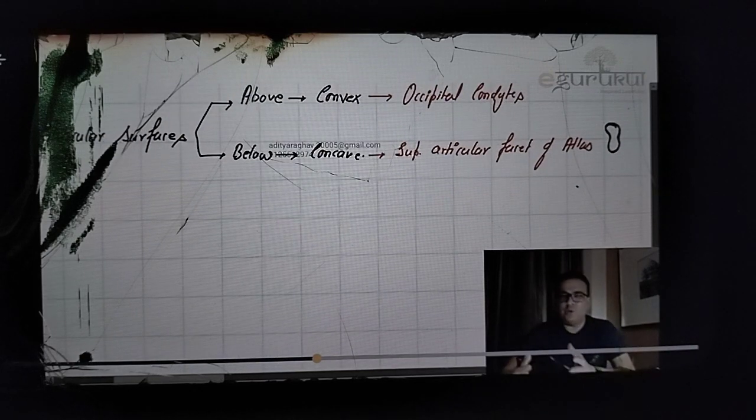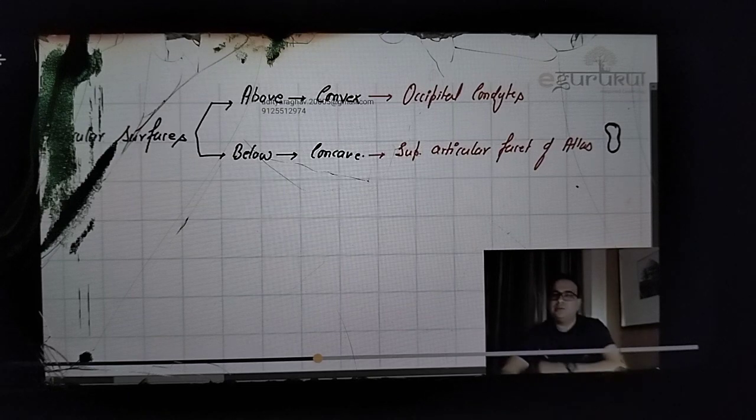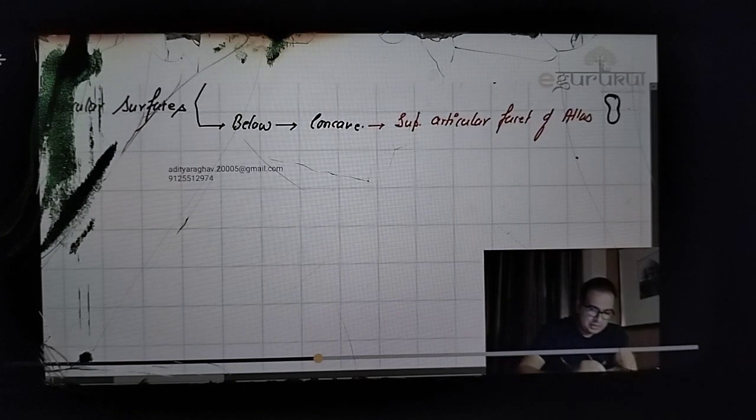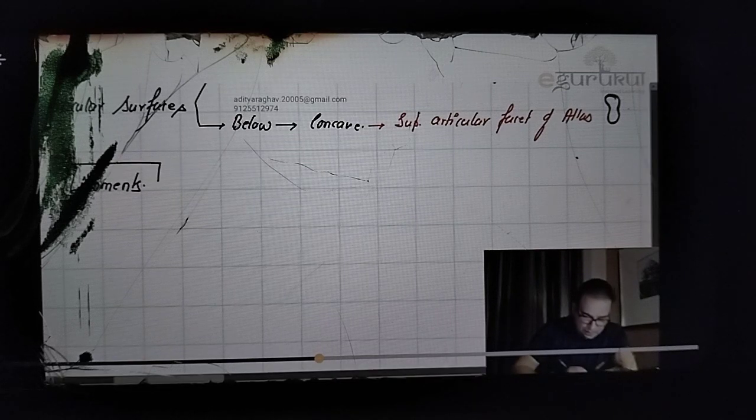That's how we answer any question on the joint. We talk about the variety, we talk about the articular surface, then we talk about the ligaments, then we talk about the muscles and the action, nerve supply, the blood supply. So it's a short note question itself. Ligaments. What ligaments are supporting this joint?